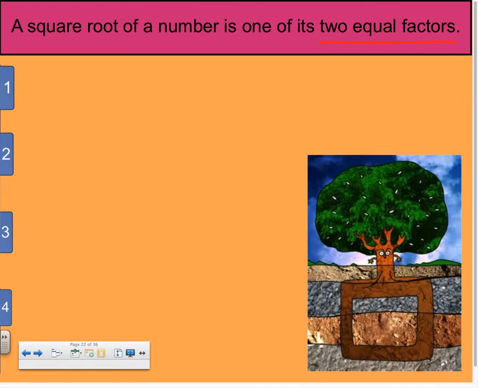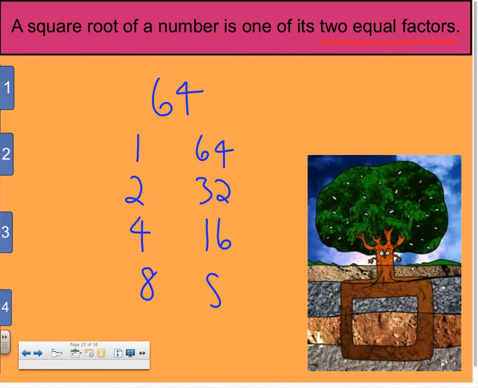For example, if I have the number 64, what are some factors that could make up 64? I could do 1 times 64. I could do 2 times 32. I could do 4 times 16. And I could do 8 times 8. Notice there is only one pair where the factors are equal.